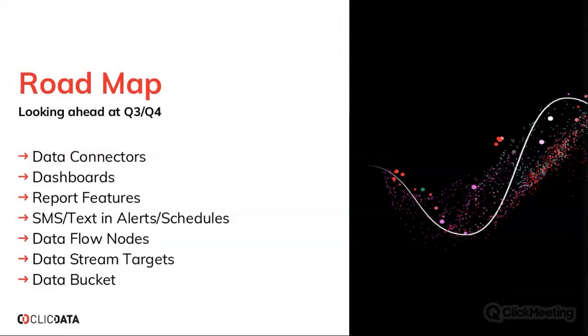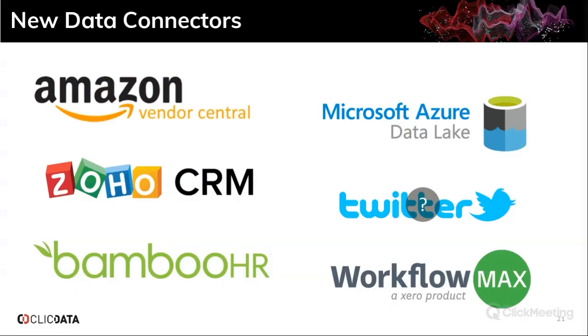On the short roadmap to finish the year, the Q3 and Q4, we have a few items. Starting with data connectors, we're going to attempt to release 6 connectors. Amazon Vendor Central, which is slightly different than the Amazon Store connector that we have today, although it has a lot of similar views and data sets. Microsoft Azure Data Lake, Zoho CRM, Bamboo HR, which is an HR platform, and Workflow Max, which is part of the Xero product suite.